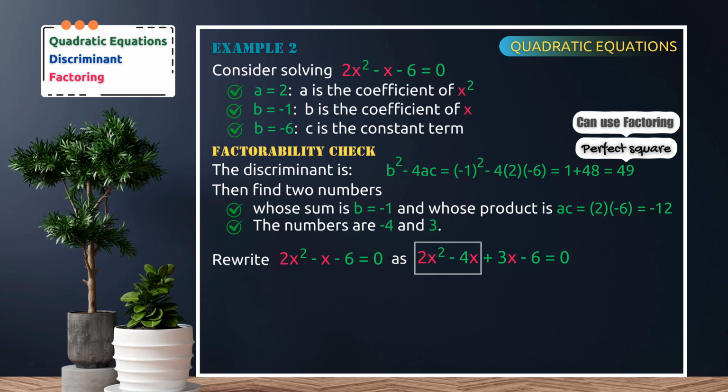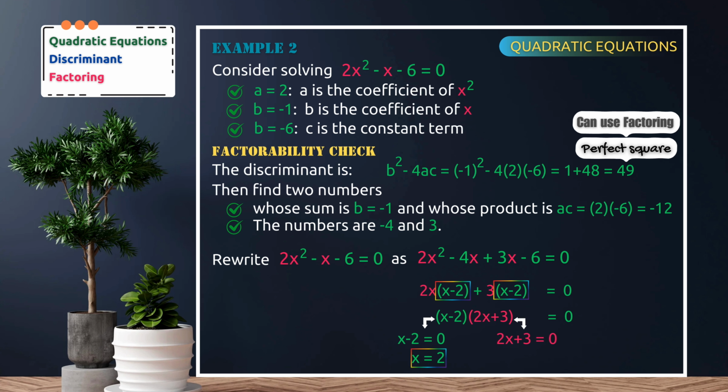The first two terms have 2x in common, so we factor it out to get 2x times x minus 2. Similarly, we factor 3 out for the last two terms to get 3 times x minus 2 and set everything to 0. The two terms have x minus 2 in common, so we factor it out to get x minus 2 times 2x plus 3 equal to 0. Using the zero product property, we have x minus 2 equals 0, from which we get x equals 2, and 2x plus 3 equals 0, which gives us x equals negative 3 over 2.